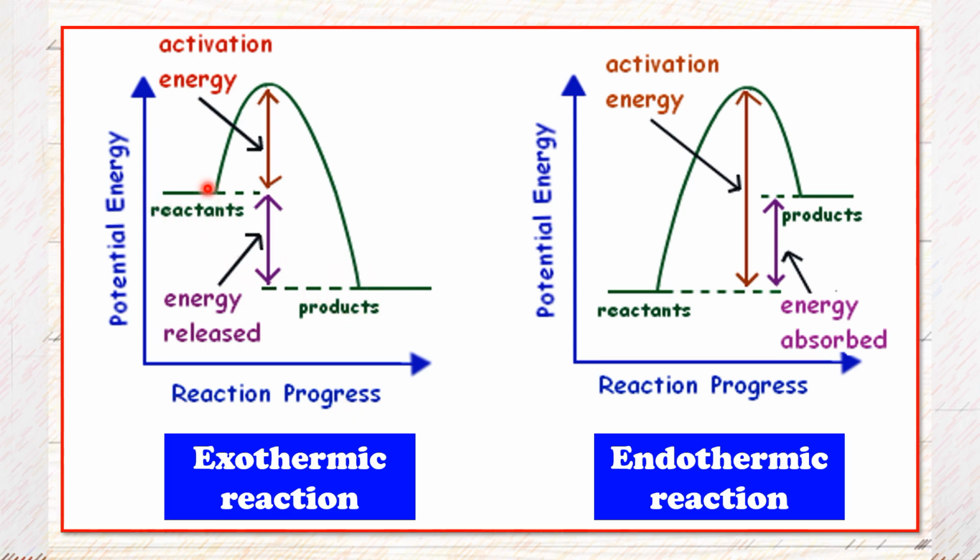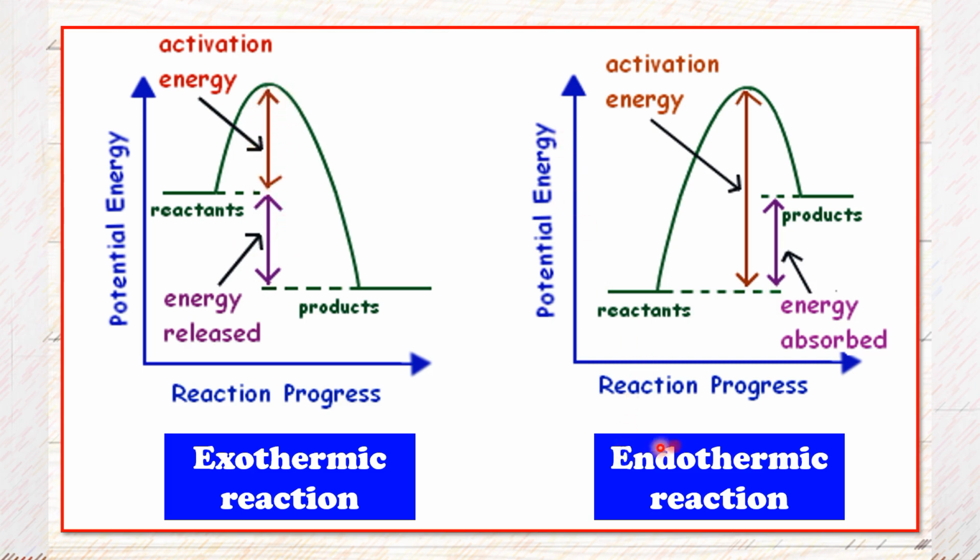So we can see that the activation energy is here. This is activation energy. And the difference between the potential energy of the product and the reactant is somewhere here. Kat sini. So this is what we call delta H. So this is the activation energy.